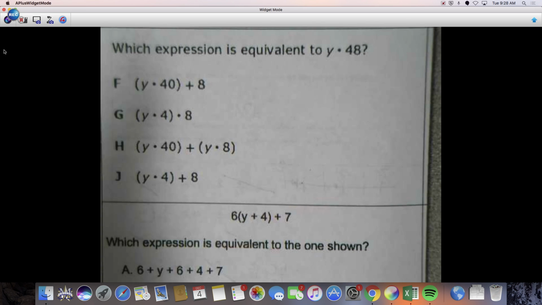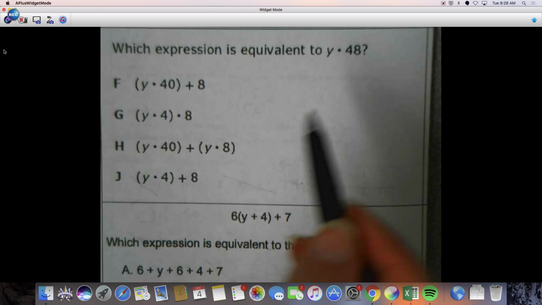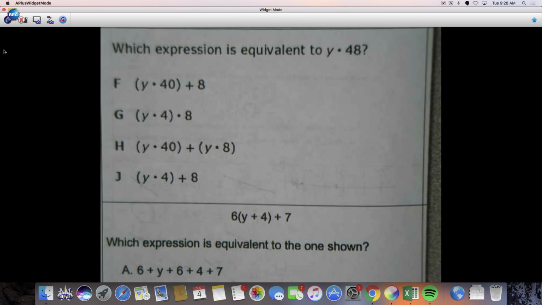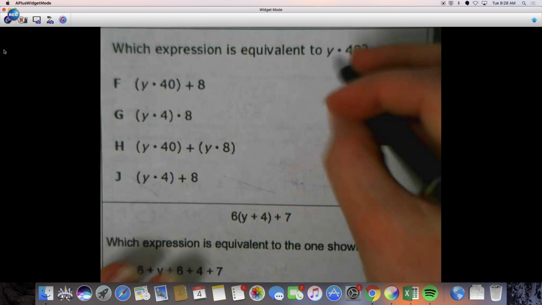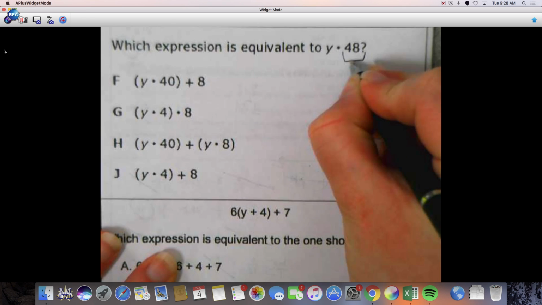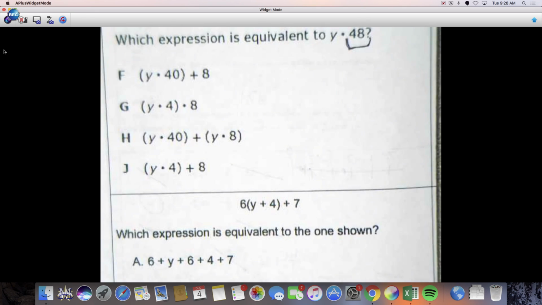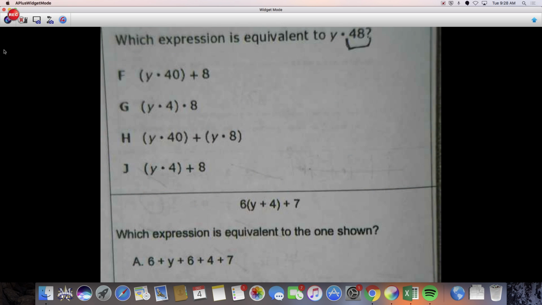I want you to look at the one in the middle. Which expression is equivalent to y times 48? If I am multiplying y times 48, I'm multiplying y times every single piece in this 48. I'm multiplying it times 40, 41, 42, 43, 44, 45, 46, 47, 48. All 48 pieces are being multiplied by y.